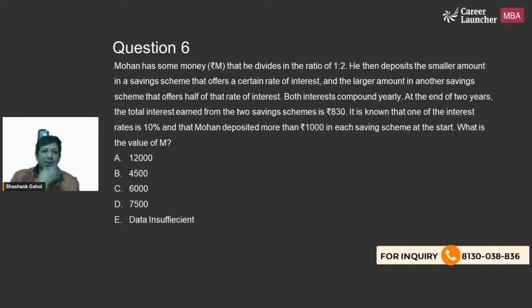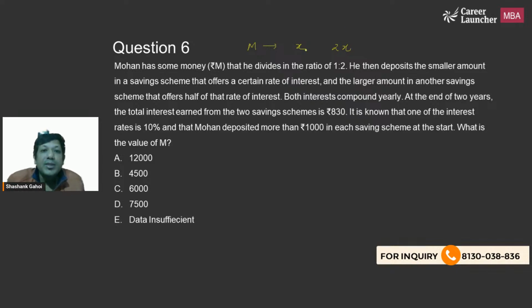Now let's start this one. What is the answer of this question? Let's read. So what does it say? Mohan has some money that he divides in the ratio of 1:2. So what I am saying is that the money has two parts. One part is x, the second part is 2x. So I am calculating with x and 2x. Then he deposits the smaller amount into a saving scheme.